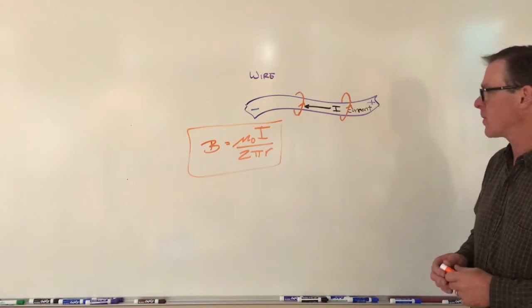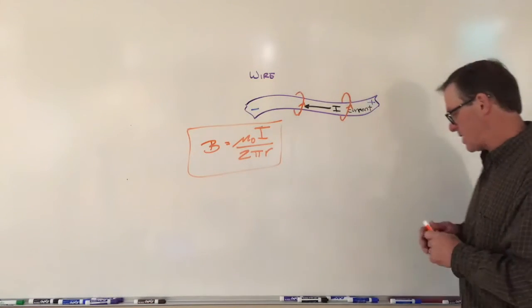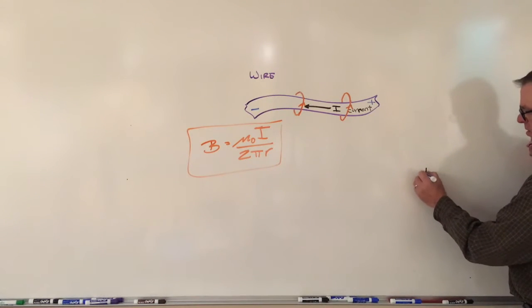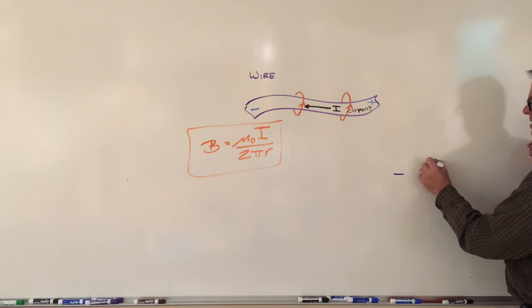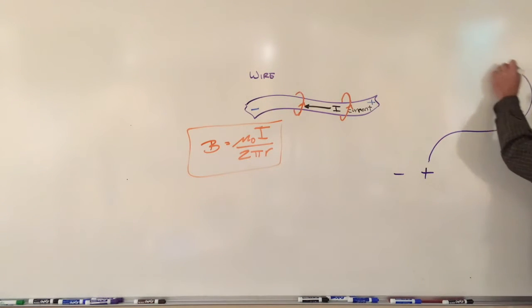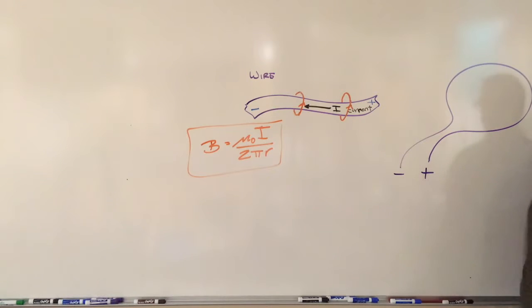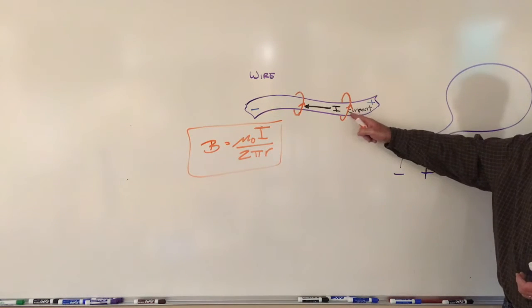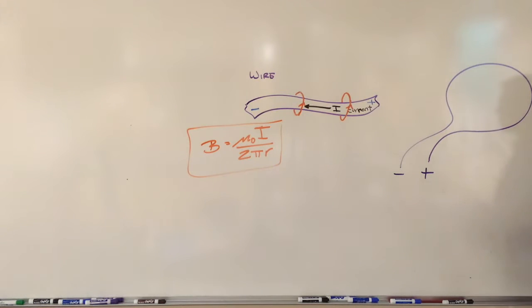Okay, so what if we take that wire and we bend it into a loop? What is the field like inside the loop, outside the loop? What do we get? Well, you could just apply this rule at multiple locations around the wire.